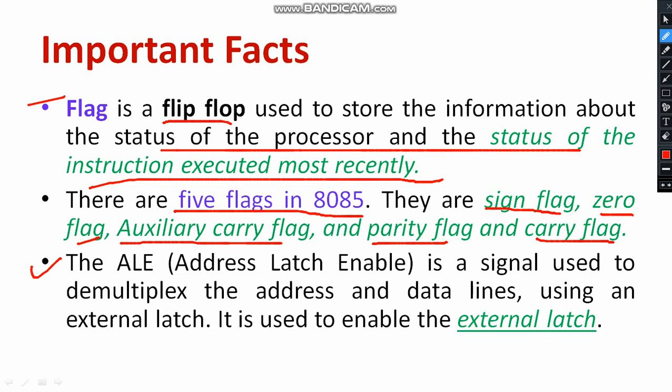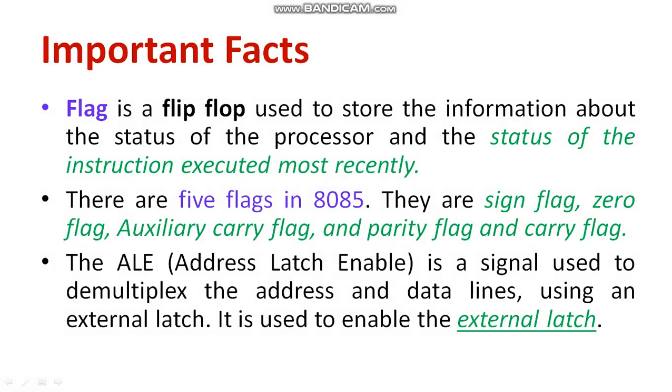And you also need to understand what we mean by address latch enabled. ALE, also known as address latch enabled, is a signal used to demultiplex the address and data lines using an external latch. It is used to enable the external latch. That's the importance of ALE. In this slide you need to understand why flags are required, how many flags are available, what the total size of the flag register is, and what address latch enabled means.